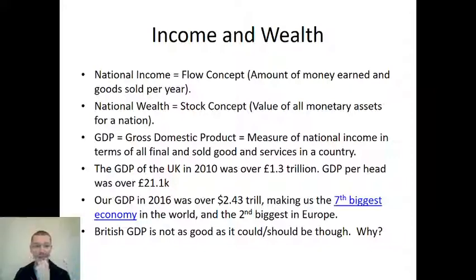Some really old stats here. The GDP of the UK in 2010 was over 1.3 trillion and GDP per capita 21.1k. You can obviously look up UK GDP 2020. I didn't make this PowerPoint in 2010, I don't know why I used 2010's figures, but I would strongly advise you to search for the UK's GDP and GDP per capita now. I think we looked at that when we were doing the GDP stuff before the half term. In 2016, our GDP had grown from 1.3 trillion to 2.43 trillion. We were the seventh biggest economy in the world and the second biggest in Europe.